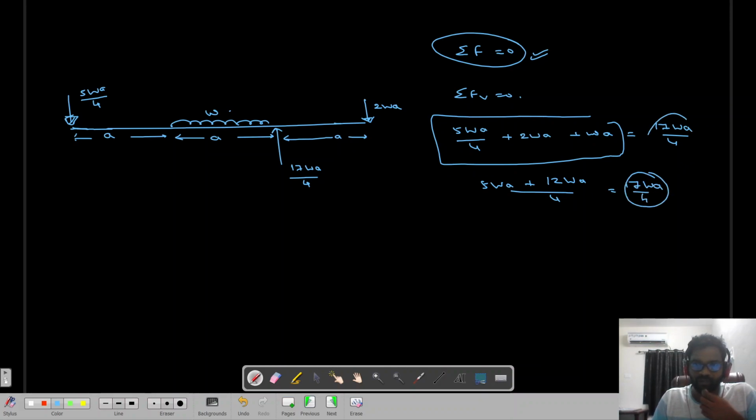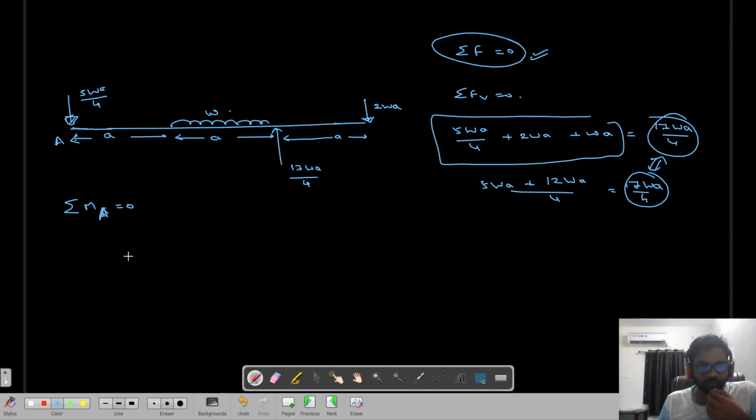So both are equal. Upward and downward forces are equal. So this loading diagram is satisfying the force equilibrium equation. अब हम moment equilibrium चेक करेंगे. This is point A. मान लो sum of the moments acting at point A with respect to point A चेक करेंगे.